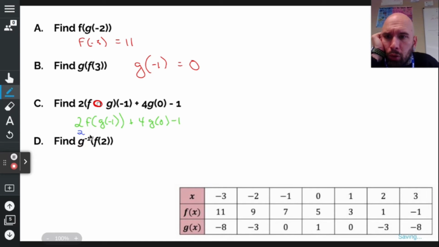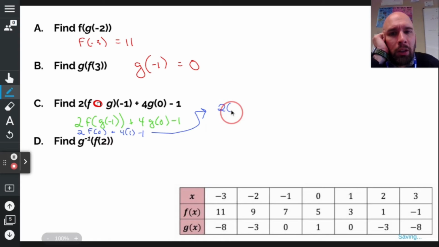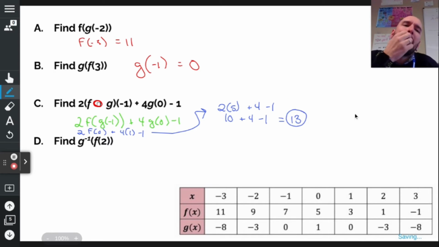Oh. 2 times f of 0 plus 4 times g of 0. What's g of 0? G of 0 is 1. So 4 times 1 minus 1. Let's scooch all that stuff over here. 2 times f of 0 means 2 times 5 because x is 0. So 2 times 5 plus 4 minus 1. 10 plus 4 minus 1 is going to be 13. And there you have it.